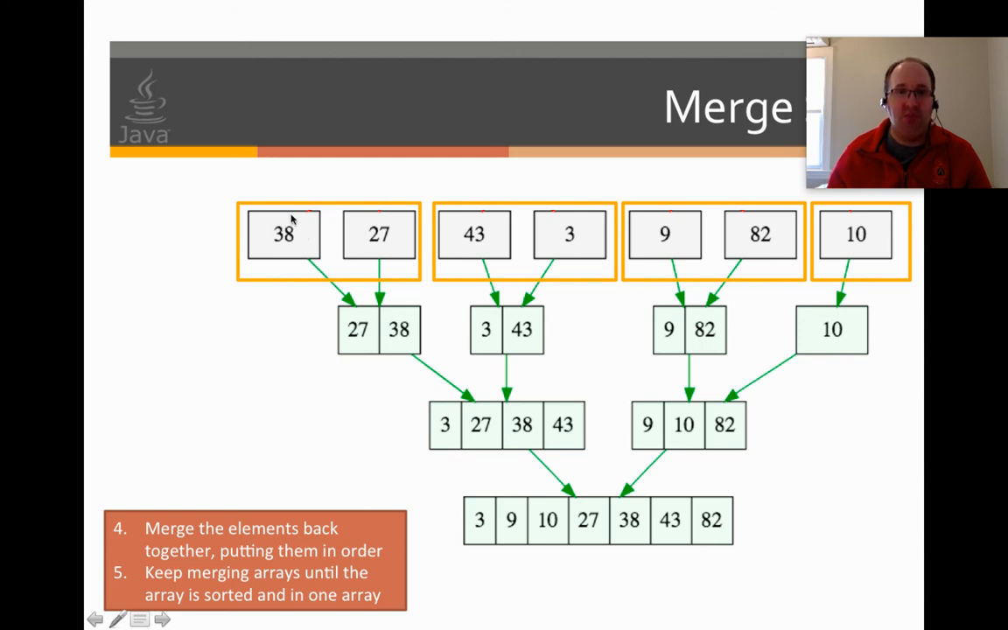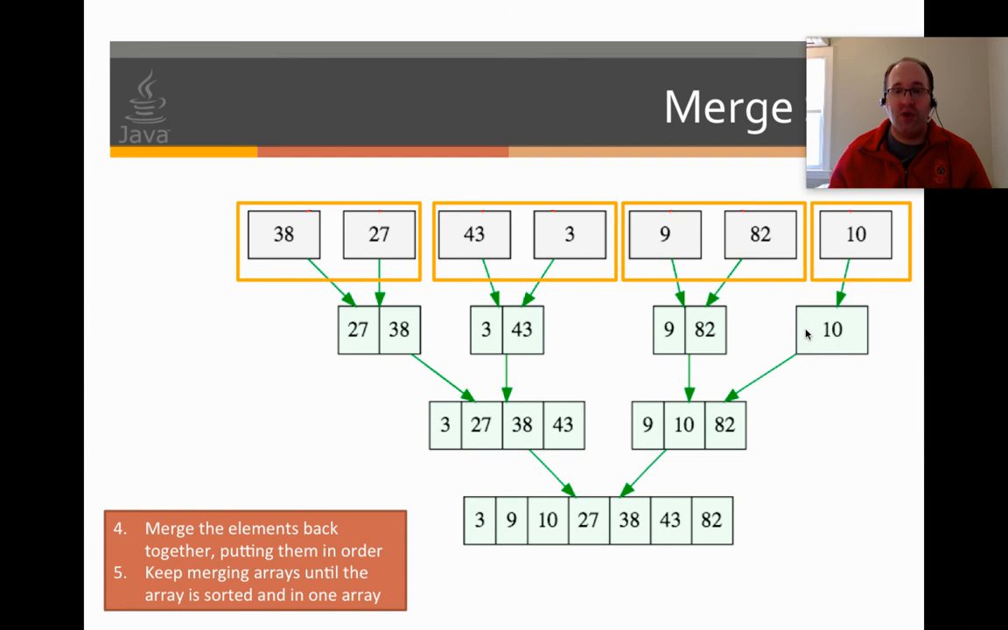No, they're not. So I will put them in the proper order to make this become 2738. This gets put in the proper order, 343. The 9 and the 82, they are in their proper order, so they'll just get brought together. And the 10 is by itself, so we'll leave it alone.